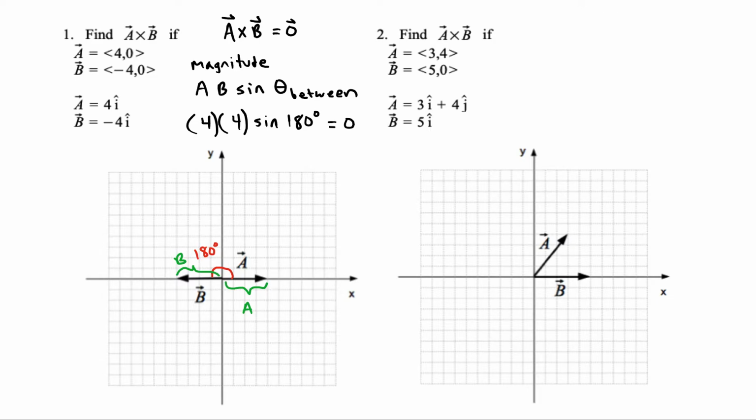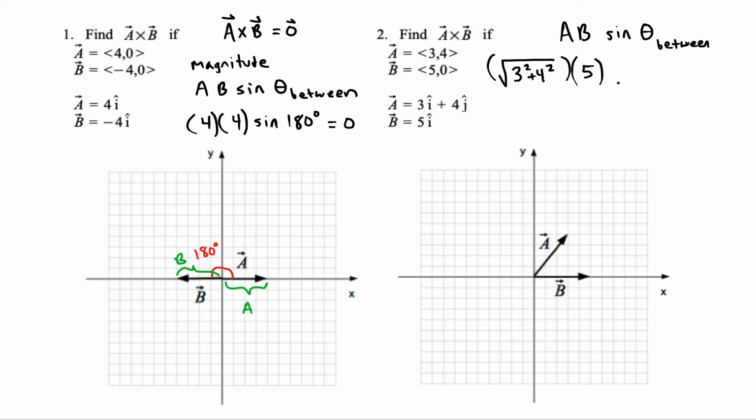Number 2 is actually a lot more difficult. So with number 2, one option is to use the formula AB sine theta, but you have to first find the length of A and B. All right, so we can see from the coordinates here of the vector that B has a length of 5. But A's length is harder to find. To find A's length, you want to use Pythagorean theorem. It's going to be the square root of 3 squared plus 4 squared.